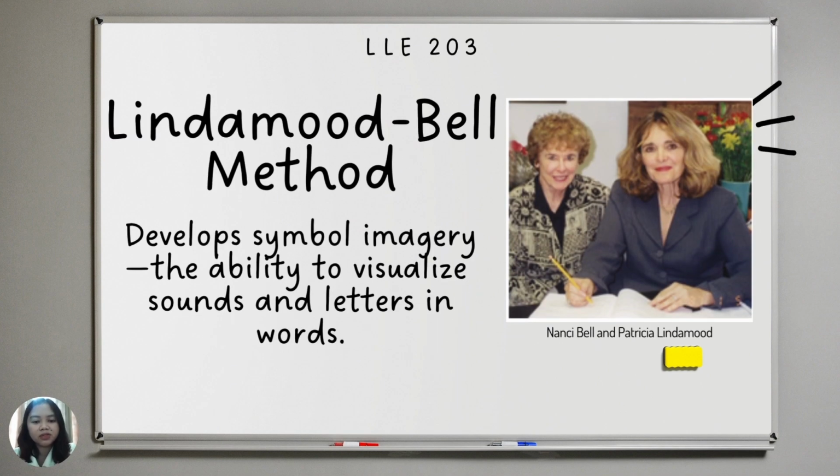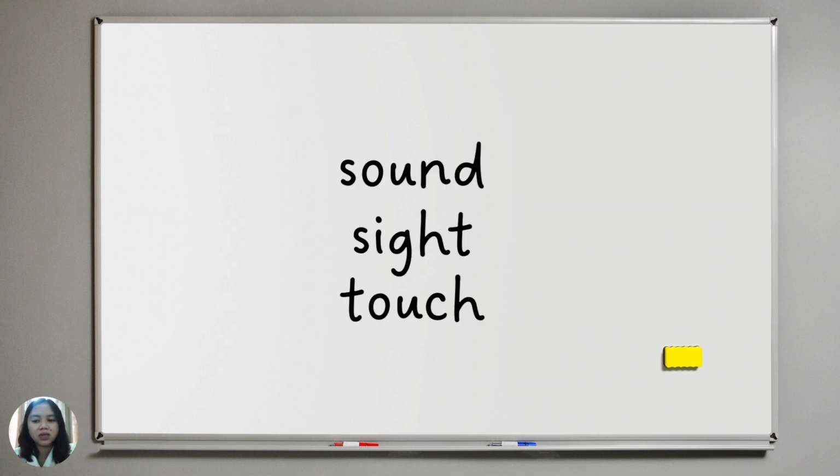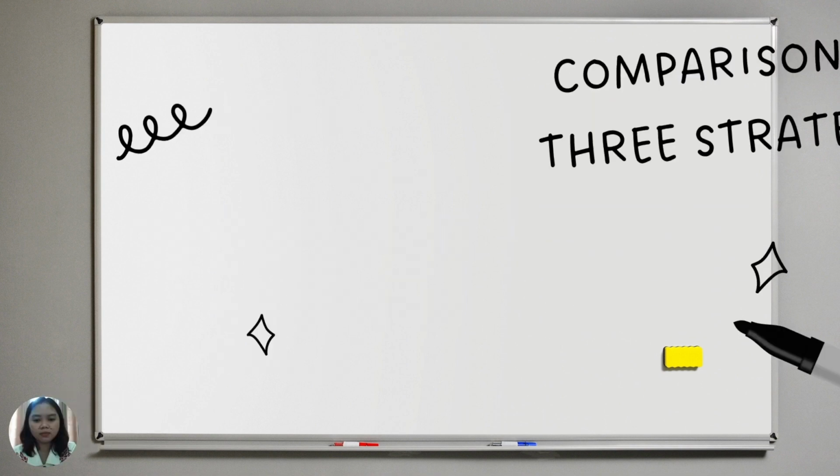The third strategy is the Lindamood-Bell method proposed by Nancy Bell and Patricia Lindamood. This is a teacher-led reading and comprehension technique which develops symbol imagery, the ability to visualize sounds and letters in words as a basis for orthographic awareness, phonemic awareness, word attack, word recognition, spelling, and contextual reading fluency. It uses multiple senses like sound, sight, and touch to help with learning.